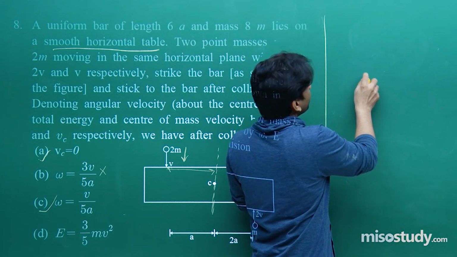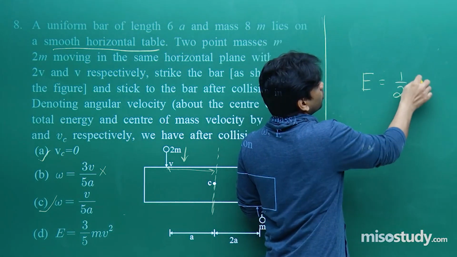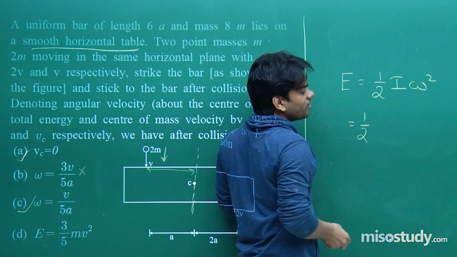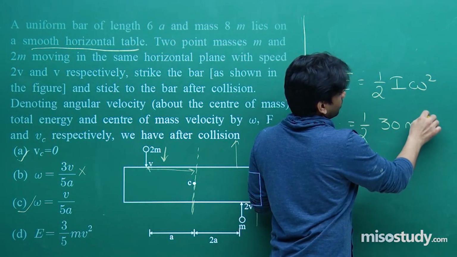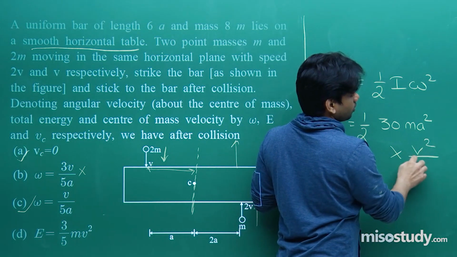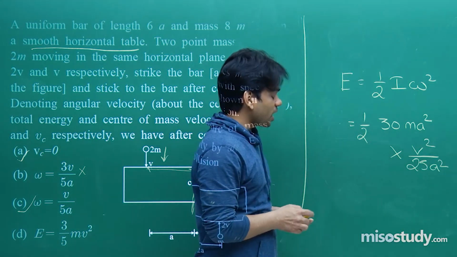So if you write down, total energy is equal to half I omega square. Half I value, we have evaluated as 30 ma whole square, multiplied with omega whole square, that is v square by 25 a square. This is what we can actually write.